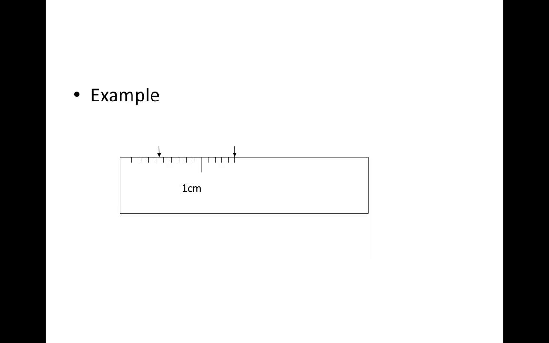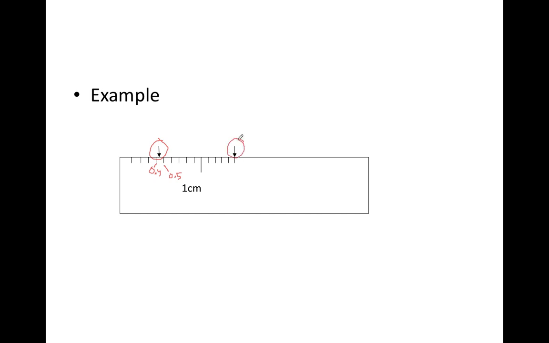For example, you have a ruler and there are two arrows on the ruler. The first arrow is somewhere between 0.4 and 0.5. It's not exactly on one of the lines, so you would have to estimate that. You might say it's 0.43 or 0.44. The measurement is an estimate.